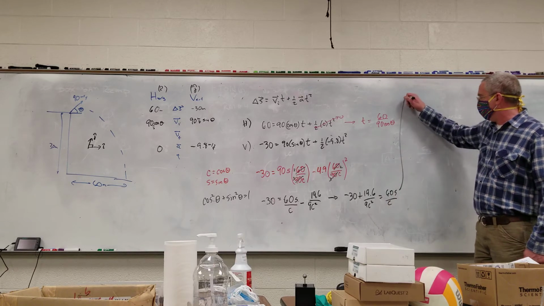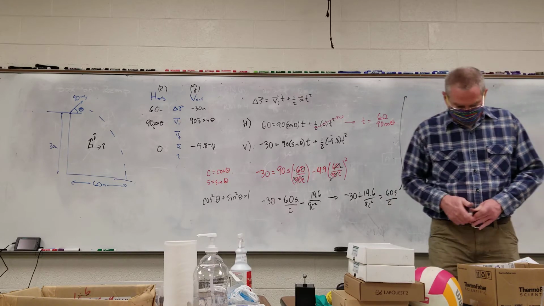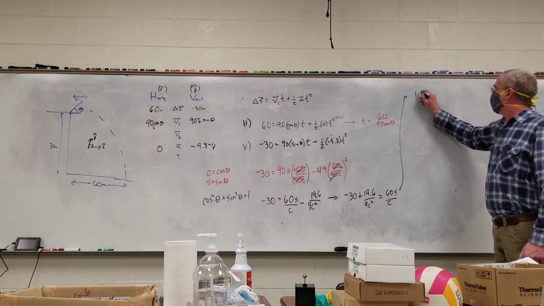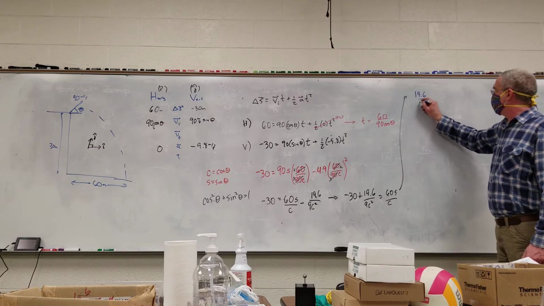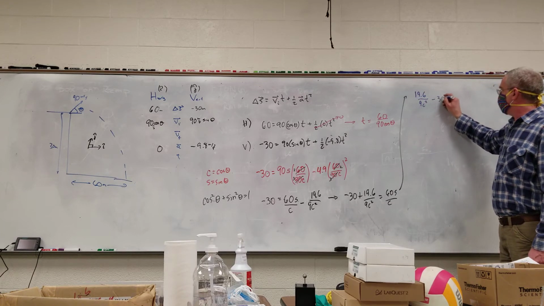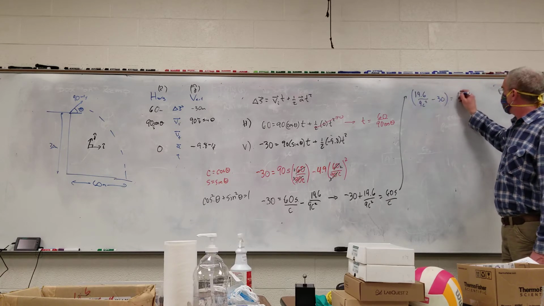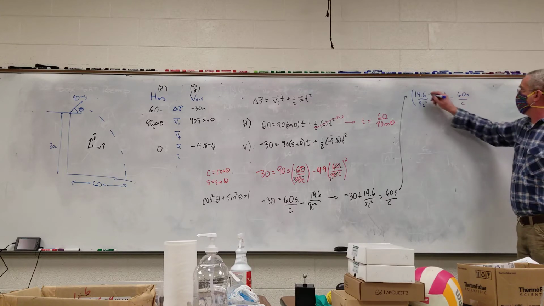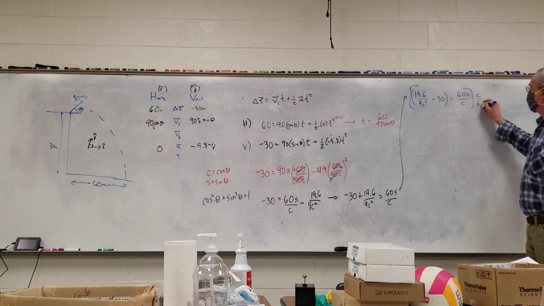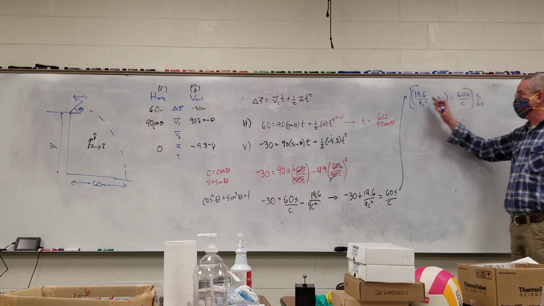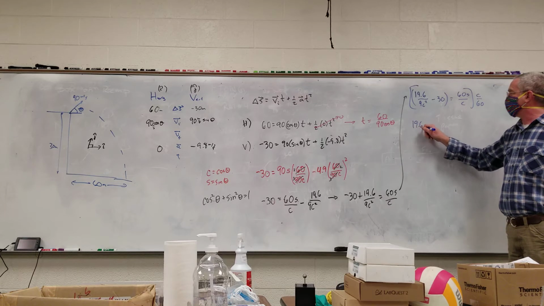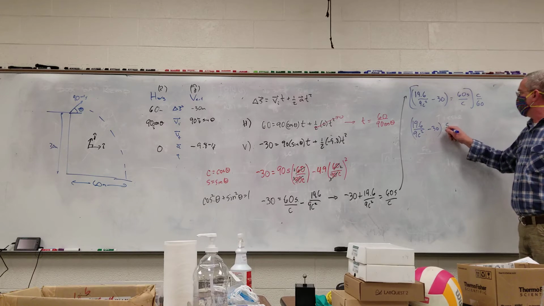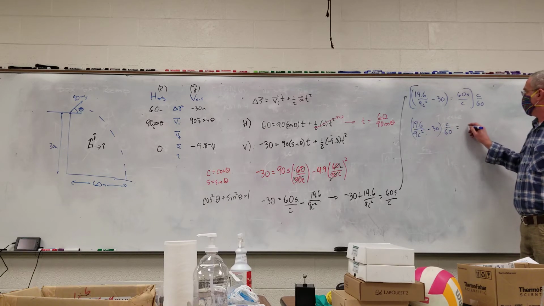Then we'll bring it up and hopefully go for a darker marker. So I have 19.6 over 9C squared minus 30 equals 60 sine over cosine. I'm isolating sine, so I'm going to multiply both sides by cosine over 60. The 60 and the cosine will cancel out on this side, but not over here. So I get 19.6 over 9C squared minus 30 times C over 60 is equal to the sine.